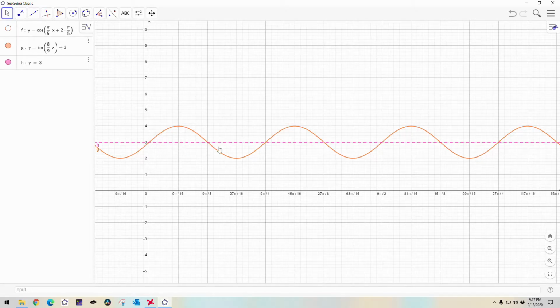It was not shifted horizontally left or right, so it did start at 0 because it is a sine. It started in the center. It peaks out at the 9 pi over 16. This would be 18 pi over 16, where it goes through the center again. This would be the bottom at 27 pi over 16. Goes through the center again at, quite literally, 36 pi over 16. And there's actually the one cycle right there.